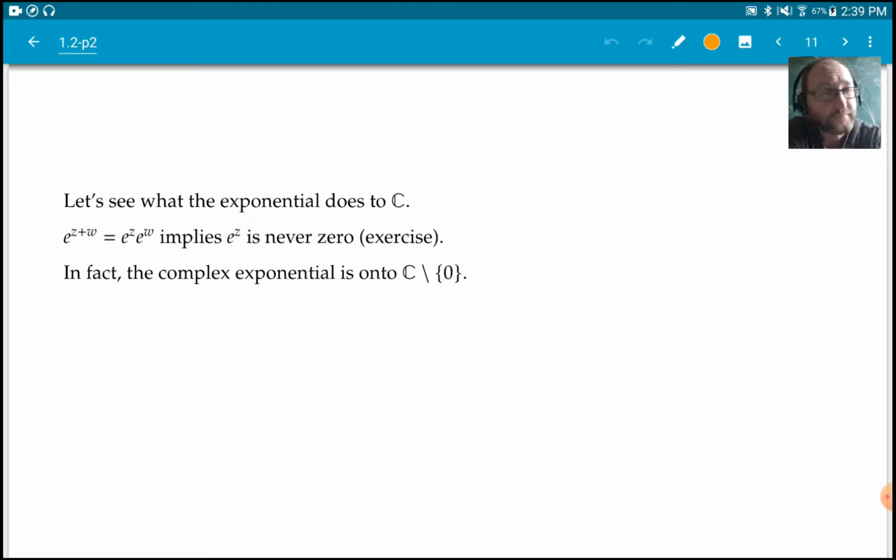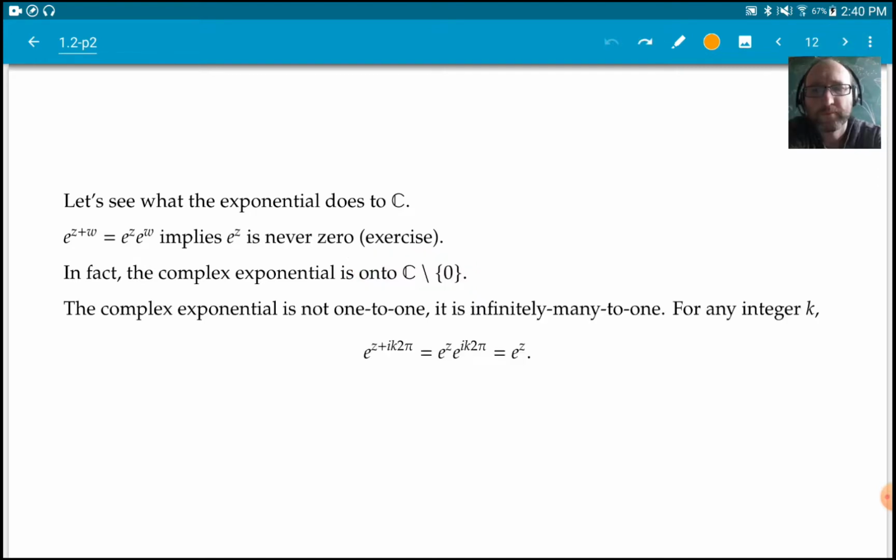So it never takes on 0 value, but it's onto, and you can see that from the polar decomposition of complex numbers. So the complex exponential is onto, but it's not 1 to 1. It is infinitely many to 1.